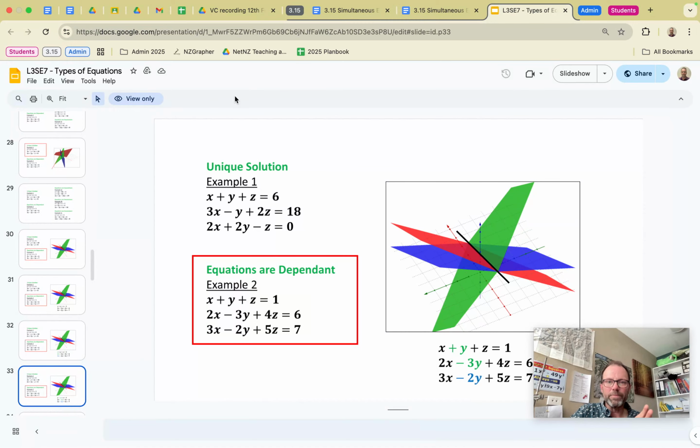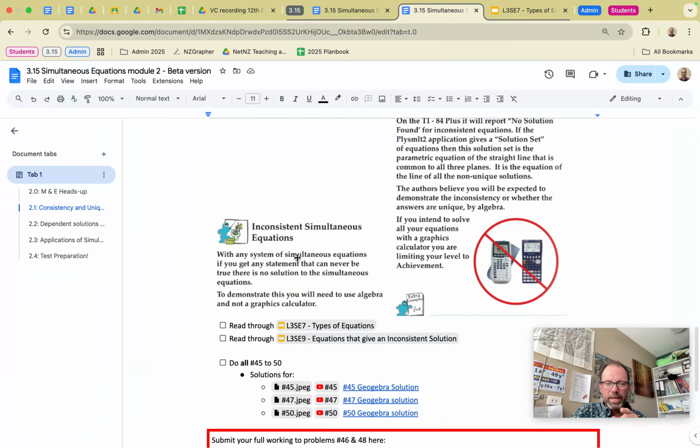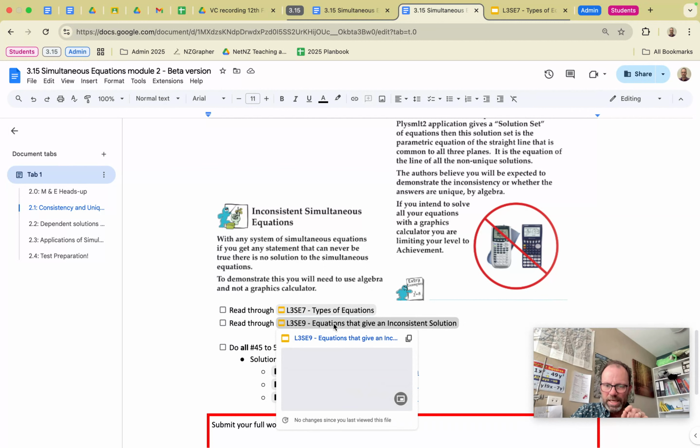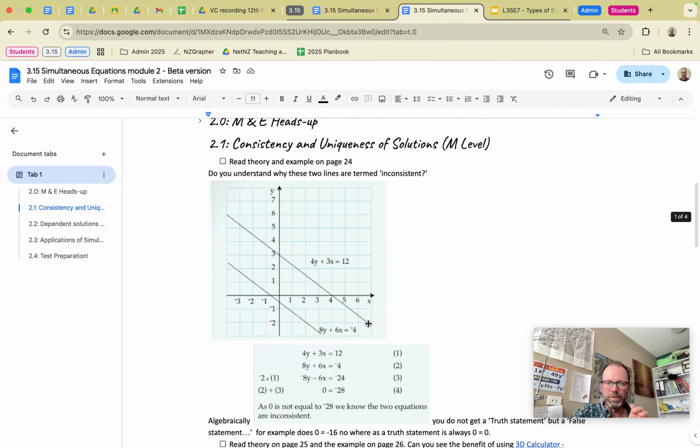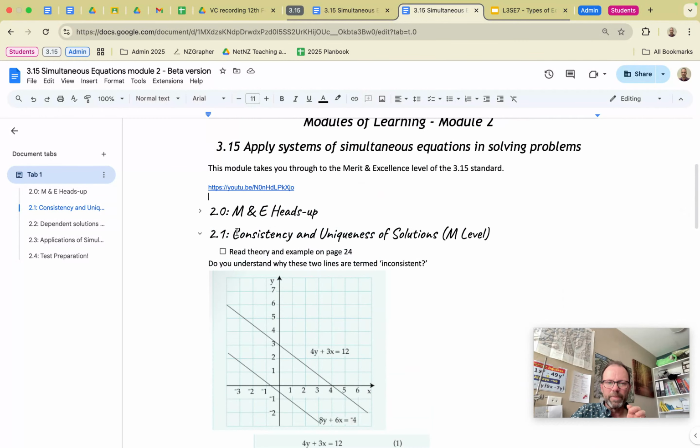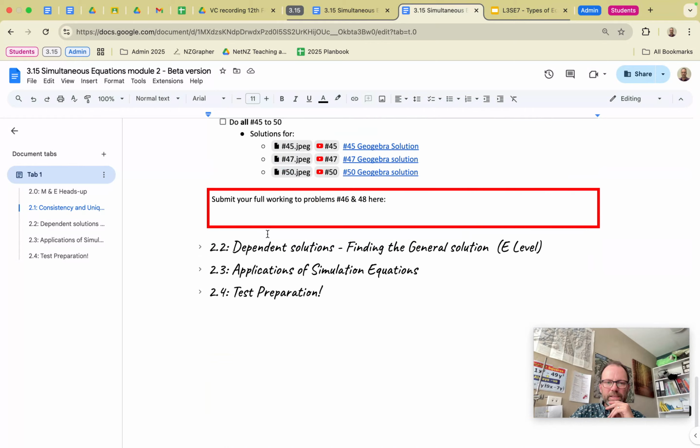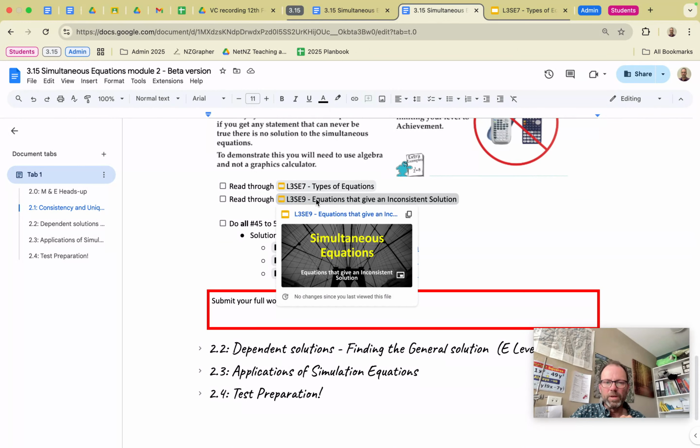Okay, great PowerPoint there. Go back to here, another really good one. This one here is more detailed, and this is the focus for obviously 2.0 here. Consistency and uniqueness of solutions. Maybe I should add to the title here, consistent or inconsistent. Consistent means there is a solution possible. Inconsistent, not one. Okay, so do look at this PowerPoint and it gives you a really clear example of that.